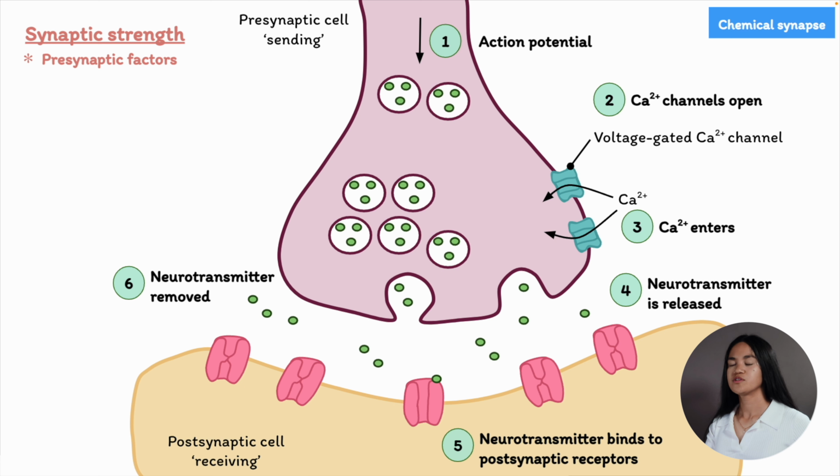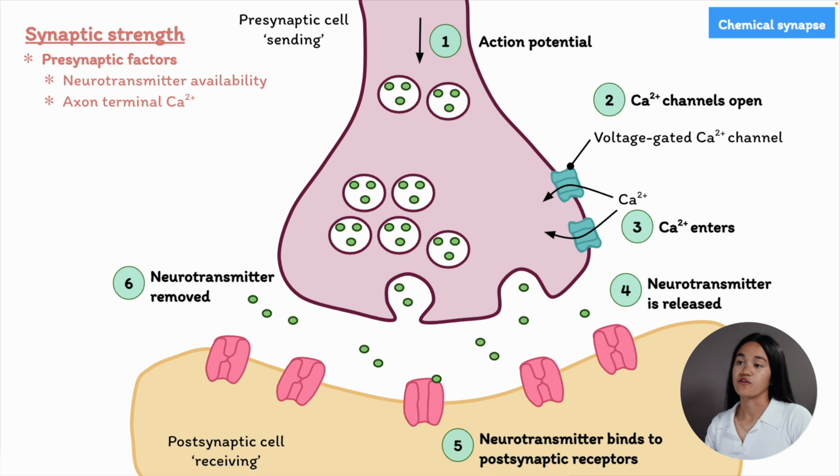The first one, which is quite straightforward, is neurotransmitter availability, including the availability of precursor molecules as well as the activity of the rate-limiting enzymes in the neurotransmitter synthesis pathway. Another factor is the concentration of calcium ions, if the calcium concentration in the terminal is higher than usual. This could be due to calcium removal not keeping up with calcium entry.